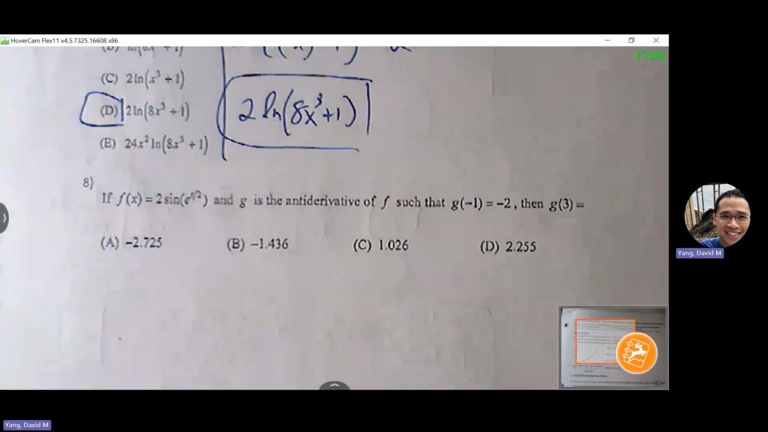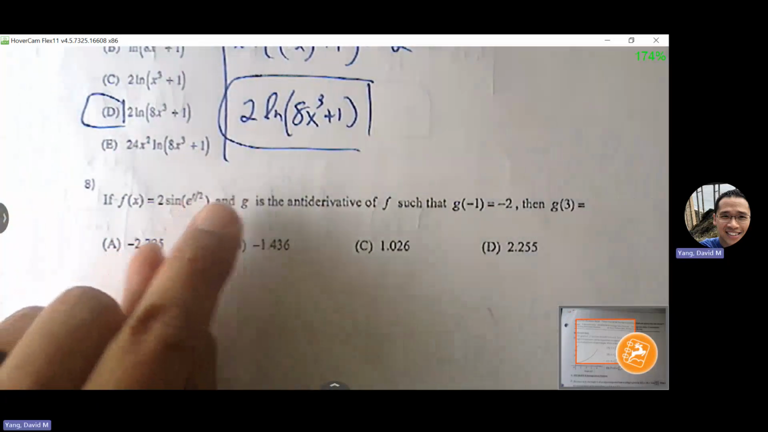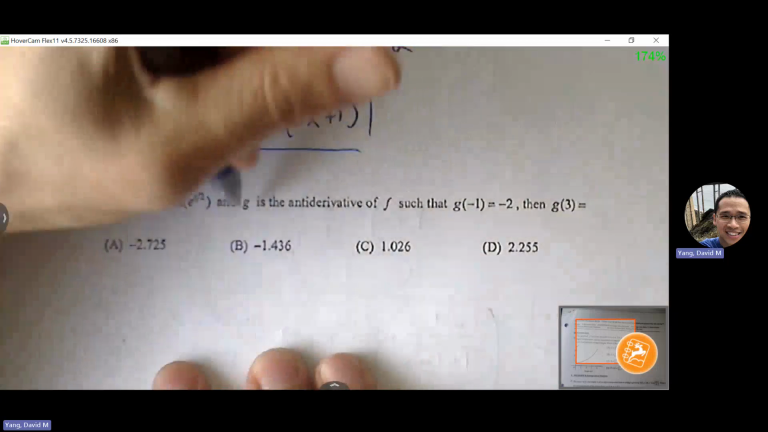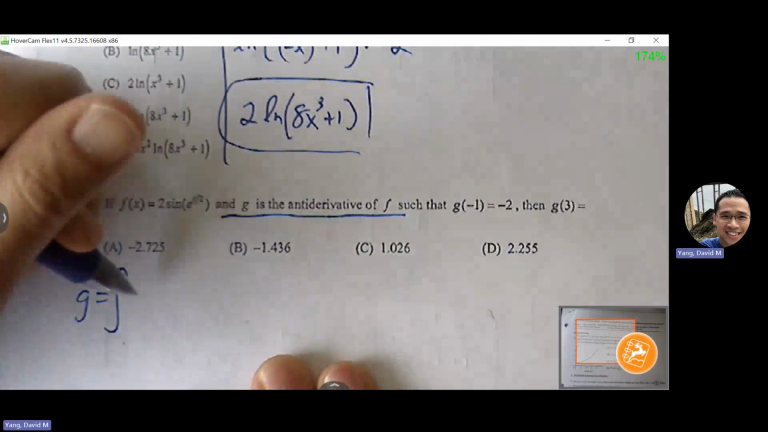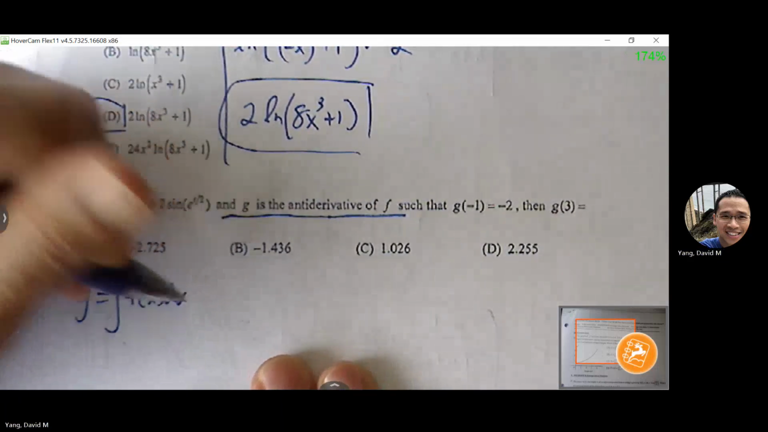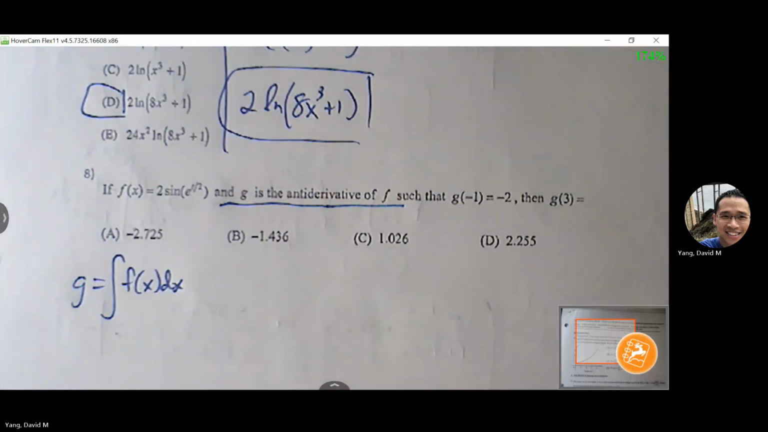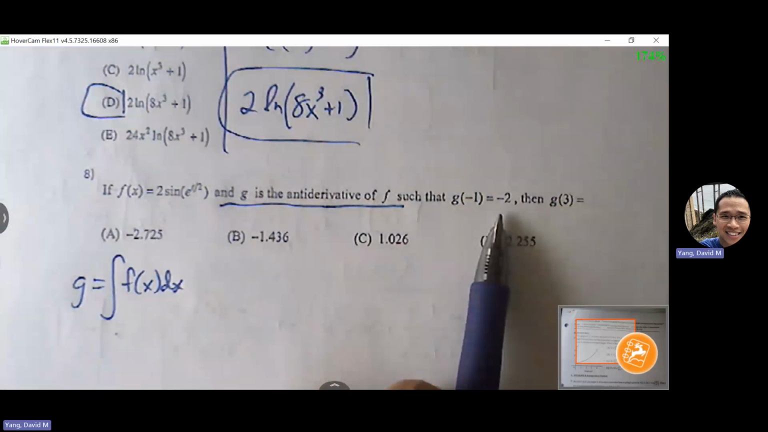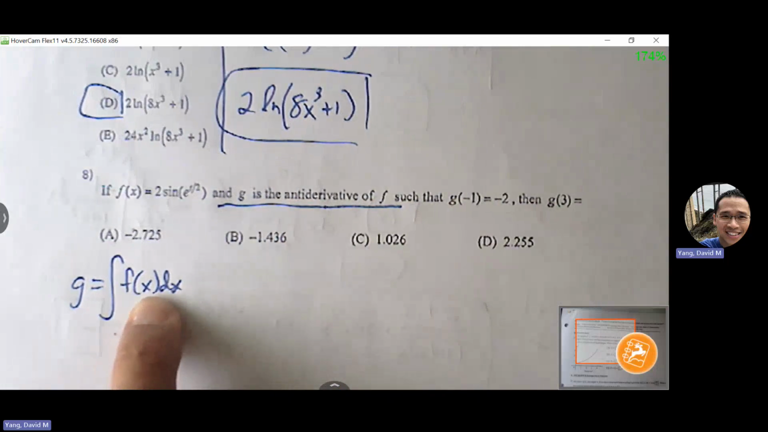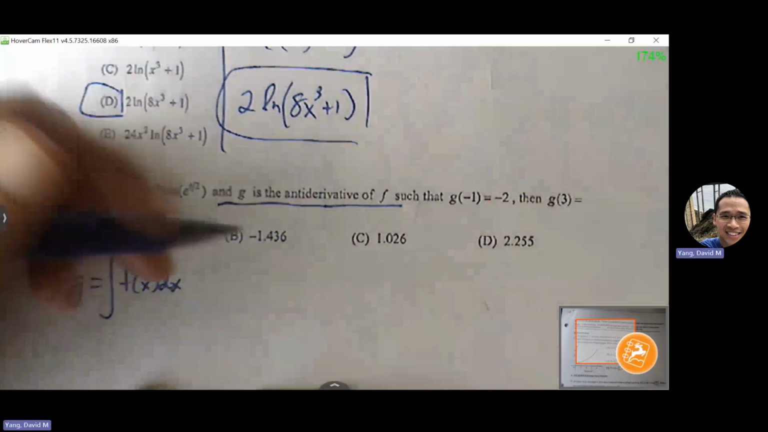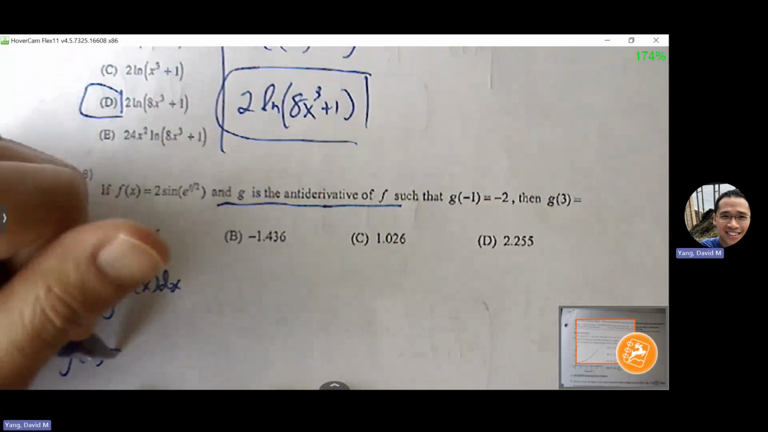Okay, number 8. f is given as 2 sine of e to the t over 2. G is the antiderivative of f. So let me just write out what that means. We know G is the antiderivative of f. So we know that g of -1 equals -2, then g of 3 equals. So f is basically the derivative of g.